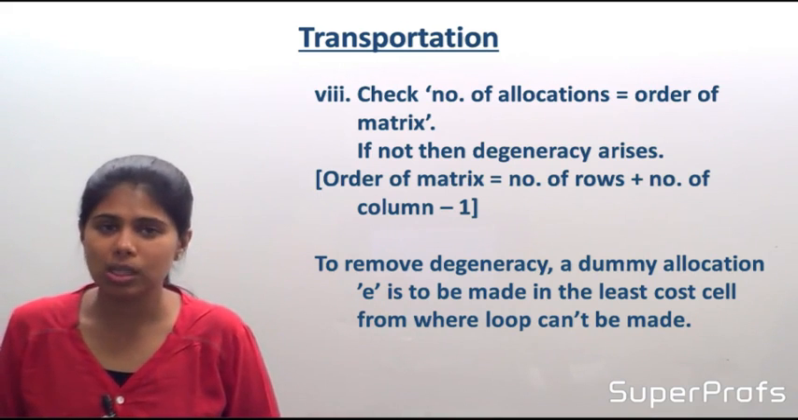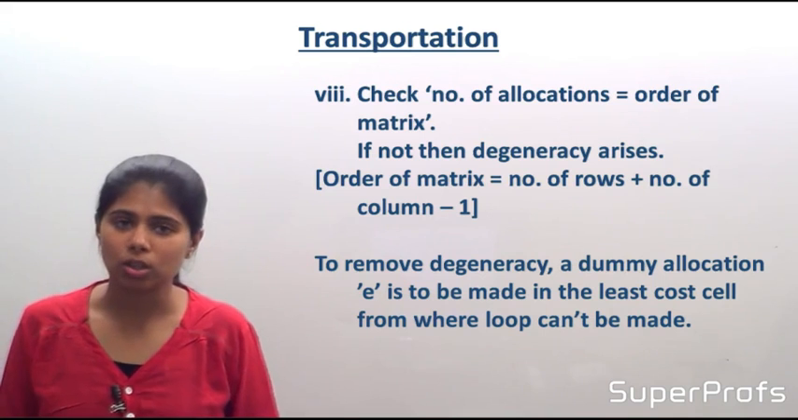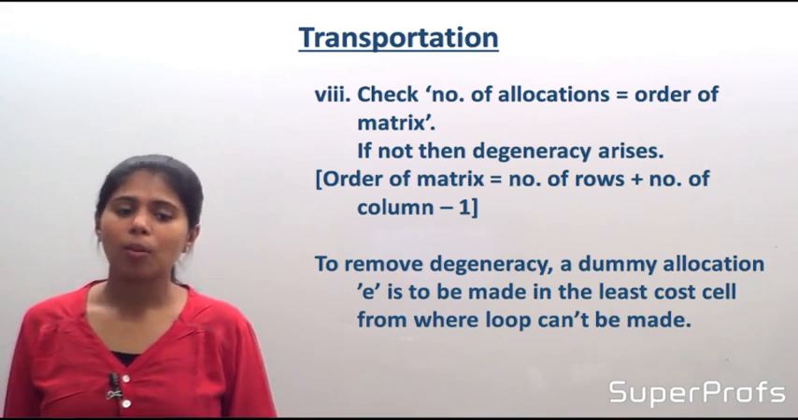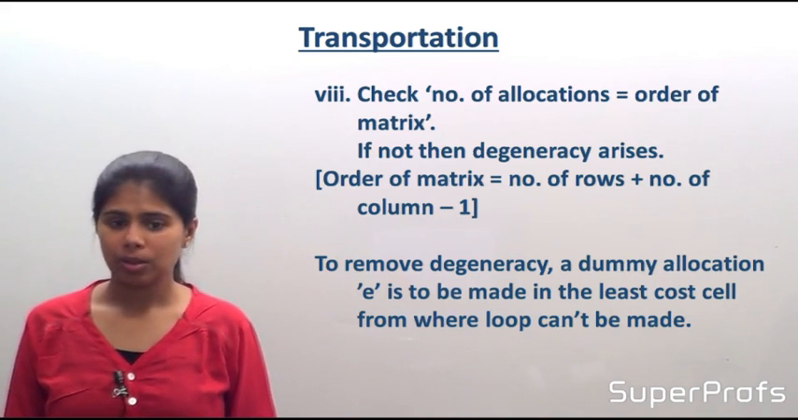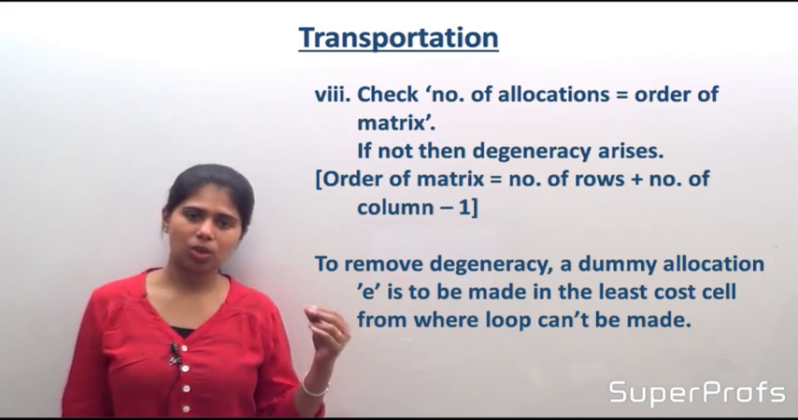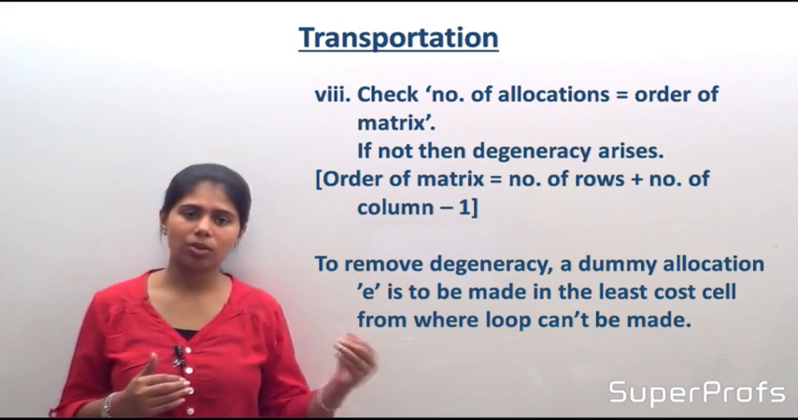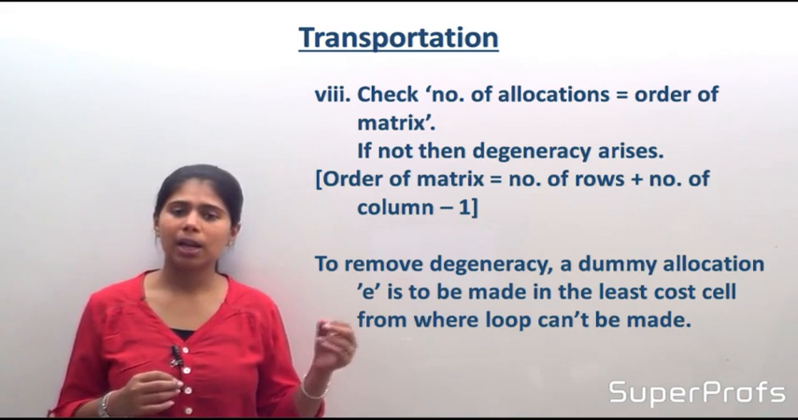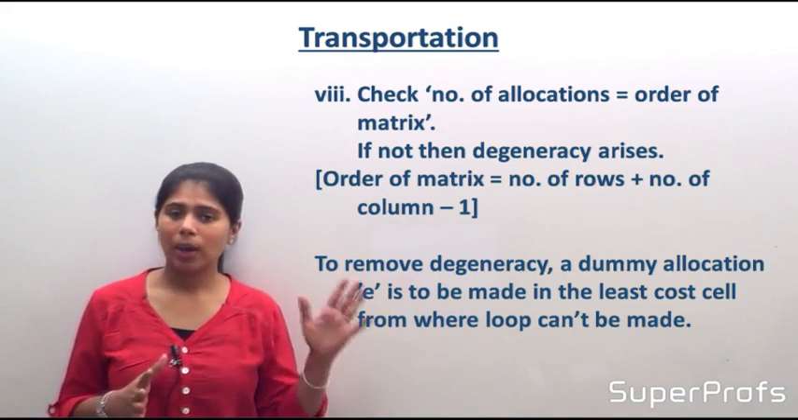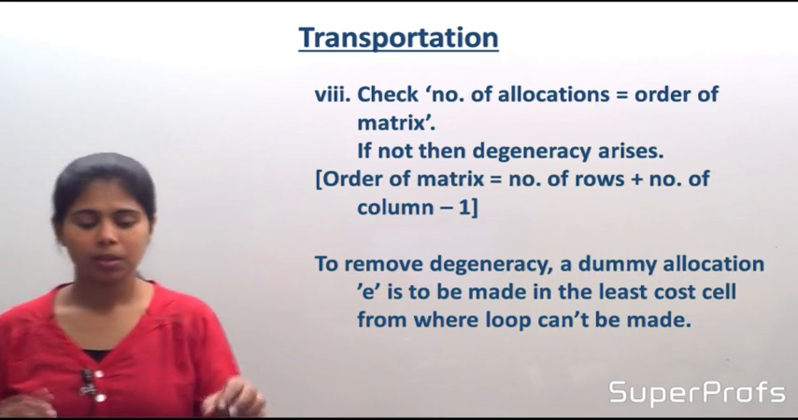And to remove the degeneracy, a dummy allocation E is to be made in the least cost cell from where a loop can't be made. So I have to remove degeneracy. If my number of allocations is less than the order of the matrix, I have to add a dummy allocation E, which is in the least cost cell where a loop can't be made.